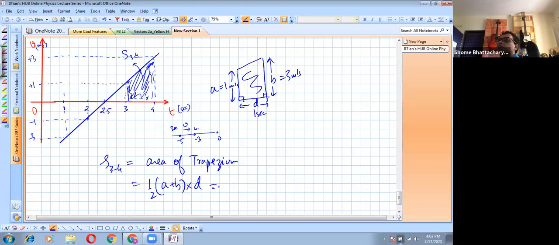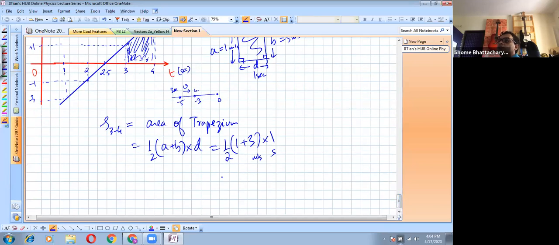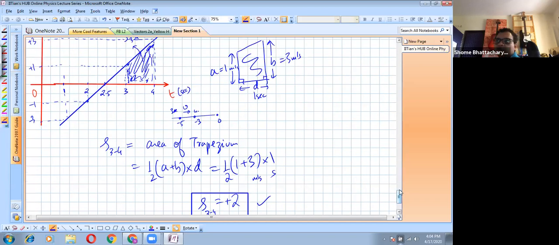So substitute that over here. Half into the sum of the parallel sides, 1 plus 3, multiplied by the distance between them, which is 1. This is in meters per second, this is in seconds, so the product will give us meters. As you can see, you are getting 4 by 2, or 2. And it's on the positive side. So the displacement is positive. You can see that the area is falling on the positive side. So this becomes the answer to this part. Okay, people, so hope this is clear.